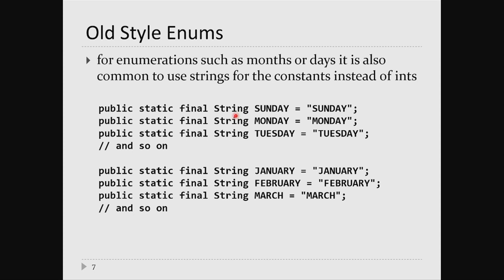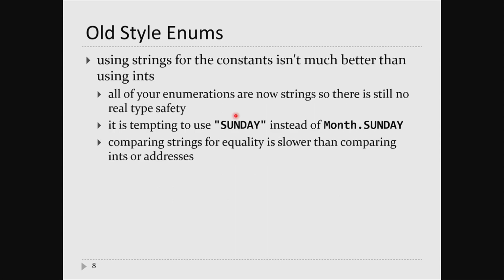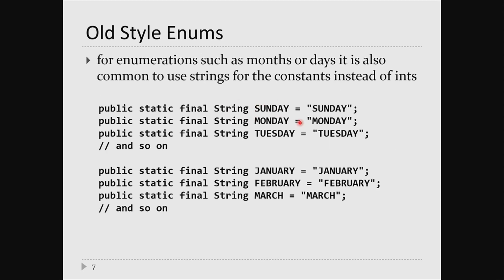Right, so this is called the string enum pattern, which is also quite common, or was common in Java, still common in C, but it has problems too. That's not much better than using an int. All of your enumerations are now strings, so there's still no type safety. There's no difference between Sunday and January. They're both strings. Their constants are different, but there's no difference in their type.